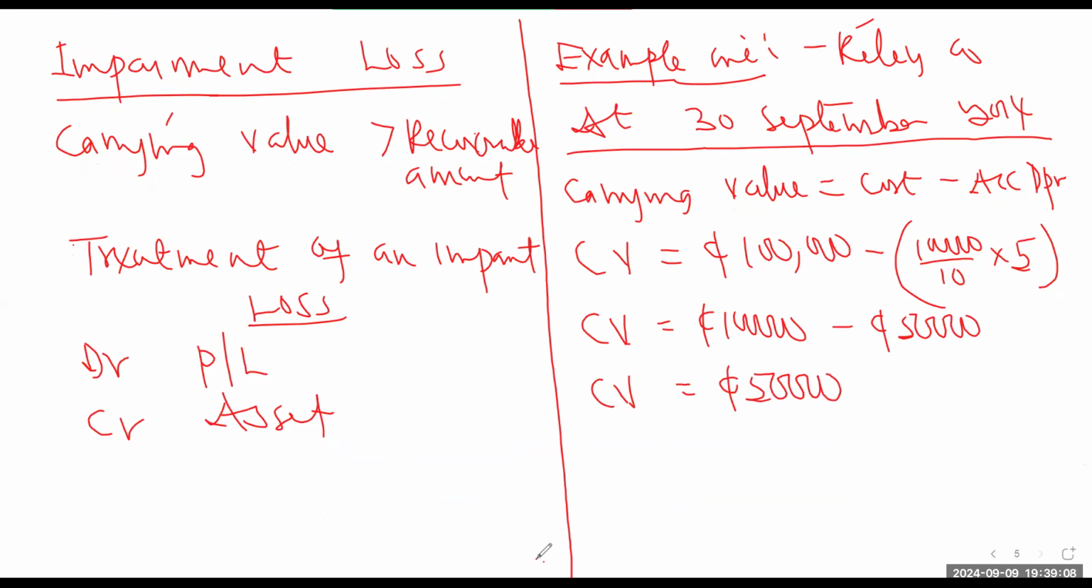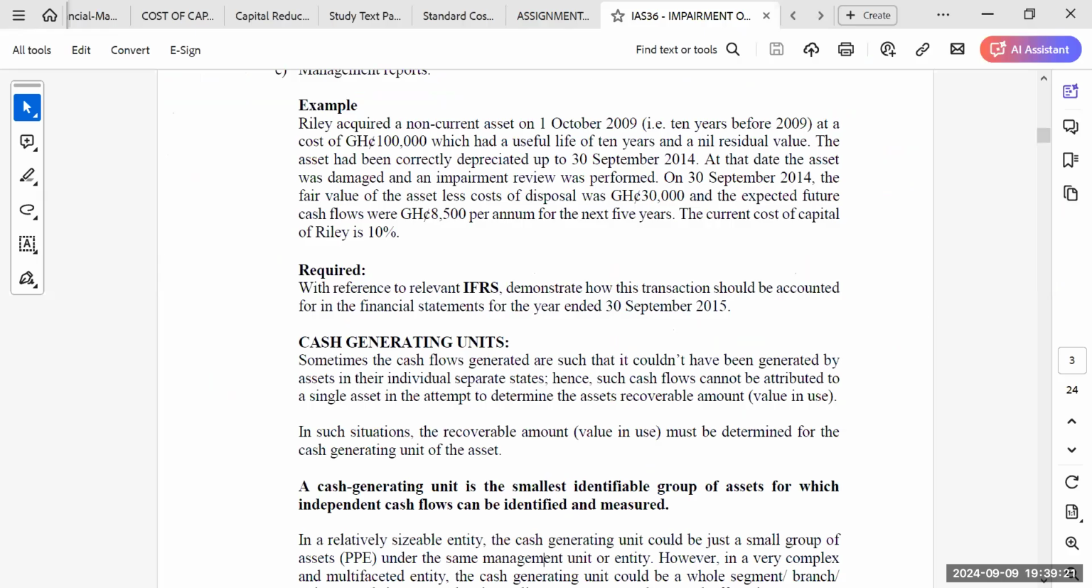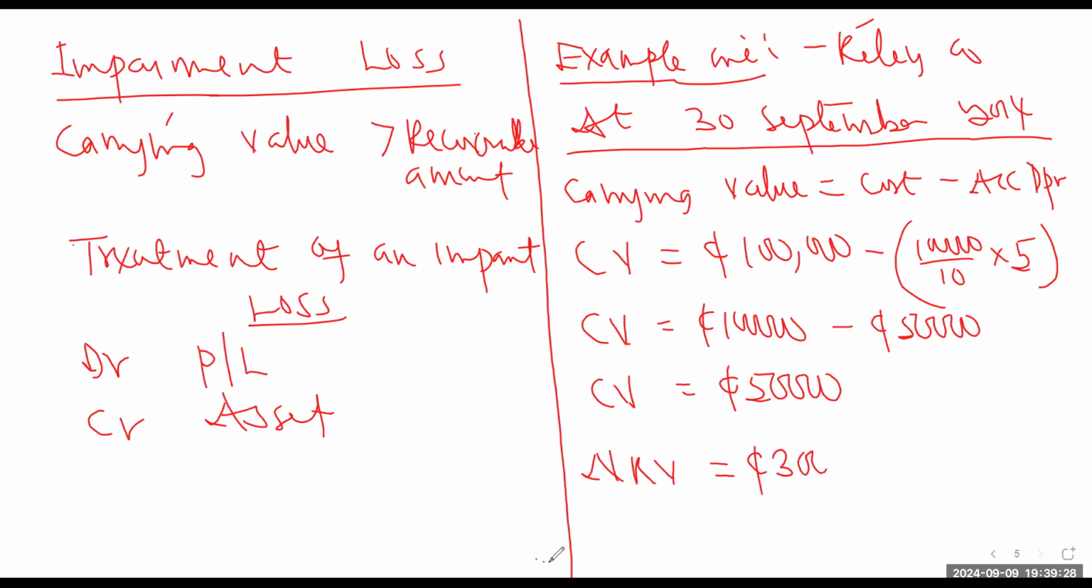Okay. So carrying value will now give us 50,000. So we need to determine the recoverable amount. We are given the net realizable value in the question. How much is the net realizable value? 30,000. Okay, 30,000. So we have to find out our value in use. But if the value in use is not given to you, then you use the net realizable value. But we are given information on how to calculate the value in use.